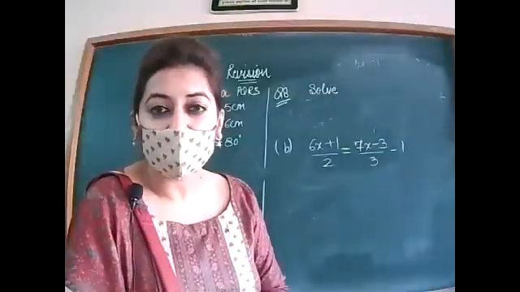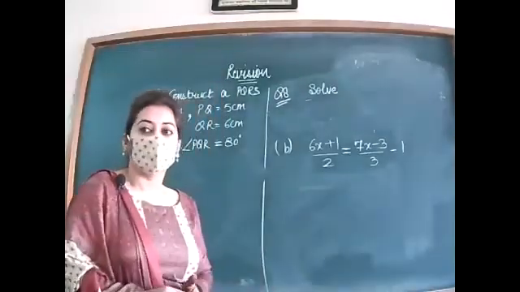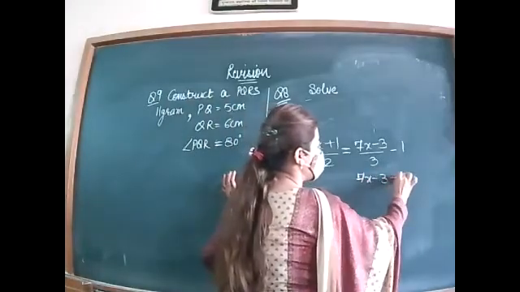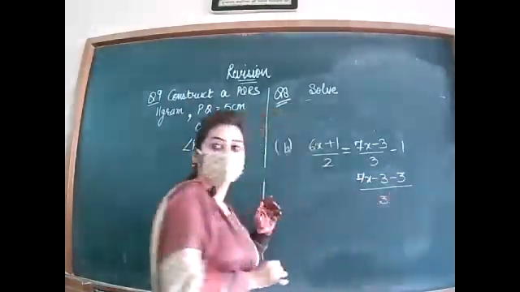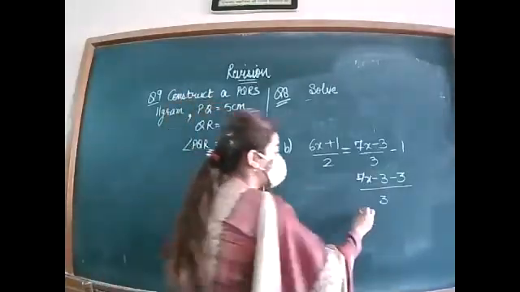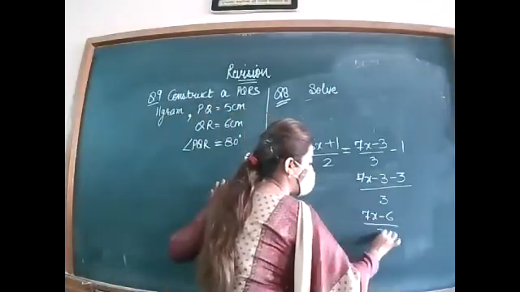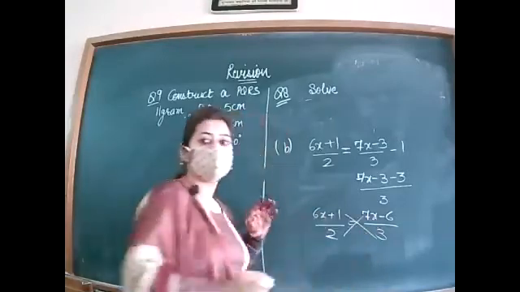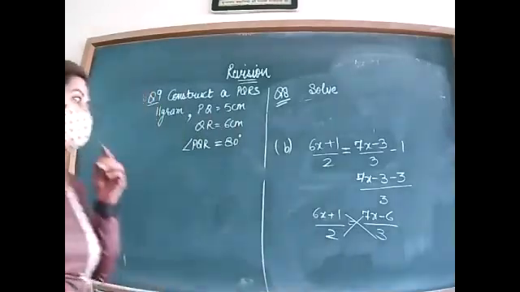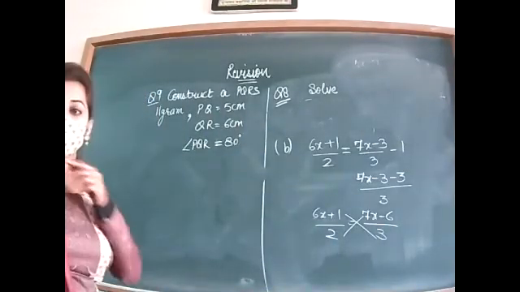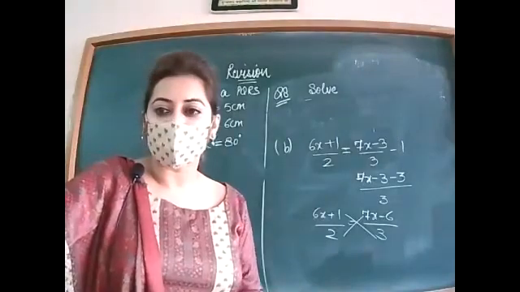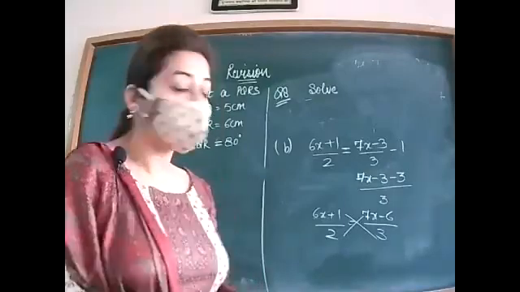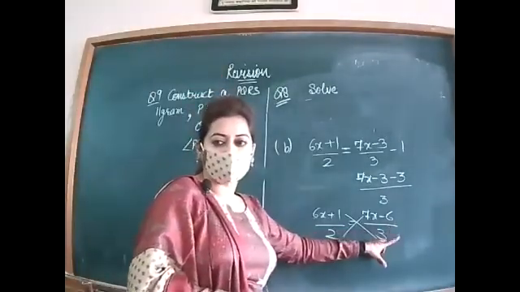Have you taken LCM on the right hand side? After taking LCM, you will get 7x minus 3 minus 3 upon 3. Is it clear? Now this will become 7x minus 6 by 3 and on the left hand side this term will be same. Now cross multiply them and when you collect the like terms on the two sides, you will have x as minus 15 by 4. Got it? Solve this, hurry up. Maybe this mistake you have made.